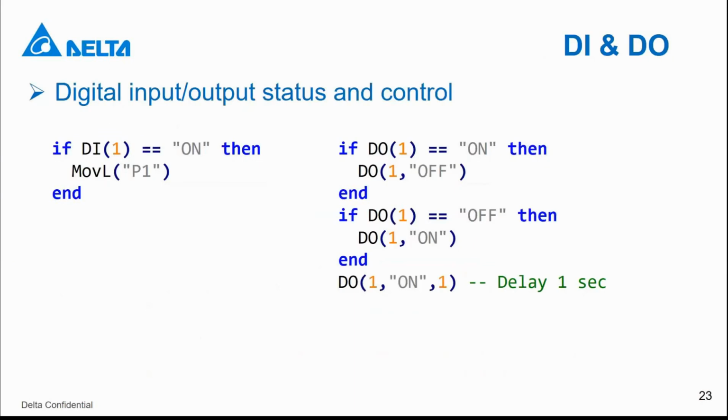And then the communication part, we can also use DI and DO function to read or change the states of the digital output. So you just need to indicate the number of the input or output. Then you can set it on or off or read the state.